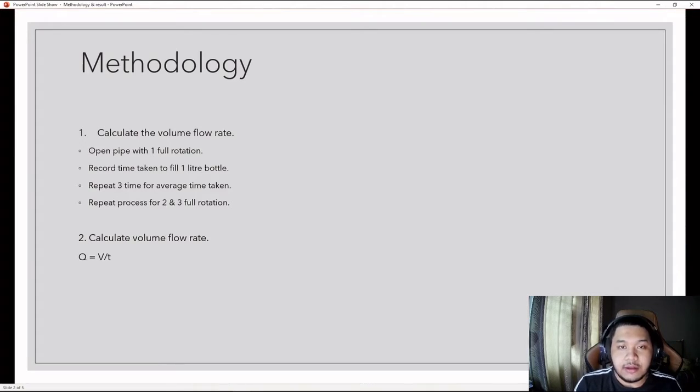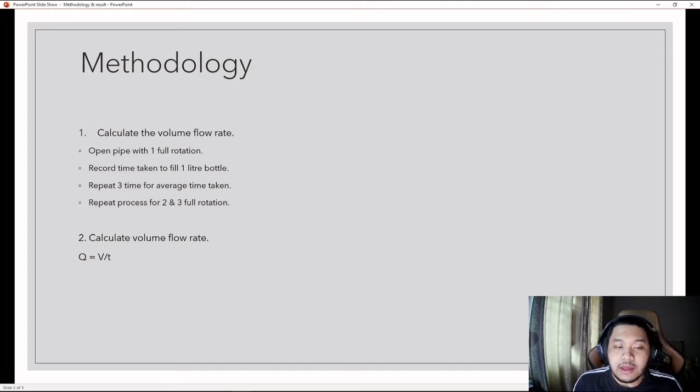So for methodology, the first thing is we need to calculate the volume flow rate from the pipe itself. We need to open the pipe with 1 full rotation and record the time taken for the water to fill a 1 liter bottle, and we repeat 3 times for the average time taken for the water to fill the bottle, and we repeat the process for 2 and 3 full rotations of the pipe.